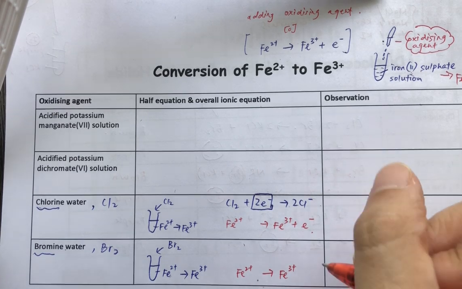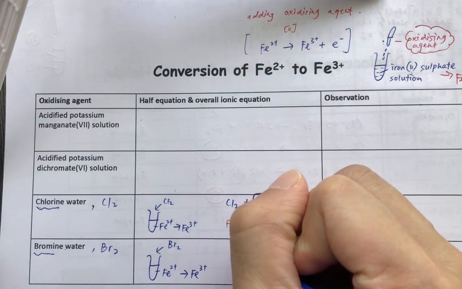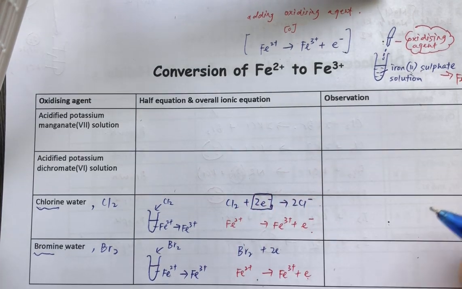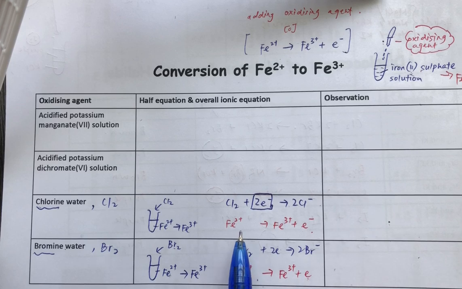To complete the equation, I will write my electron on the right-hand side. Now I see Fe2+ become Fe3+, it's an oxidation reaction, so it donated electron. And where do these electrons go? This electron is being accepted by bromine to form bromide ion. As simple as that. So if the question asks you how you convert Fe2+ to Fe3+, you can either choose to add chlorine or you can choose to add bromine. Either one will work because during this reaction, Fe2+ donates electron and the chlorine or the bromine readily accept them.